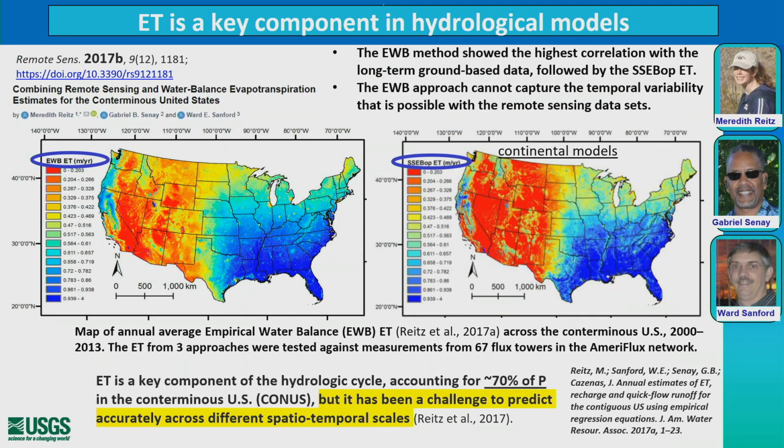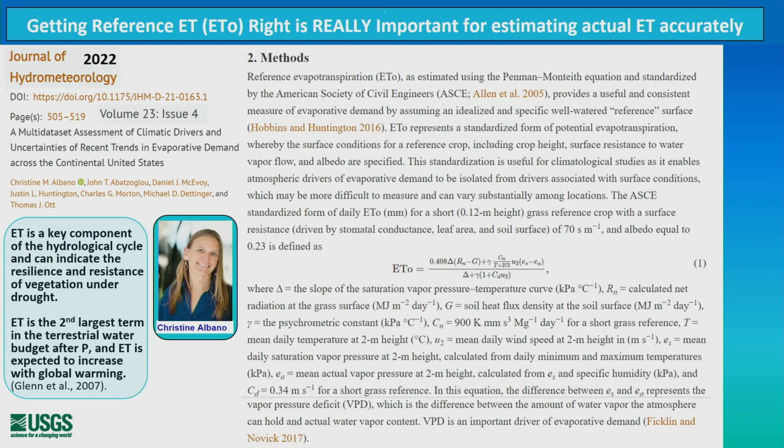So just one of the idols that I'm going to meet one day is Meredith Reitz, and she worked with my friend Gabriel Sine and Ward to look at how these continental models between the water balance and CBOP data were coming out in terms of continental estimates. And again, you can see these in the drylands. It's been a real challenge to accurately cross this in spatiotemporal scales. But again, they even concluded about 70% or more of precip is part of the ET equation.